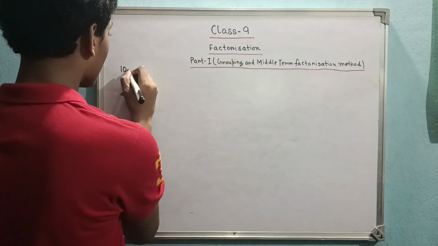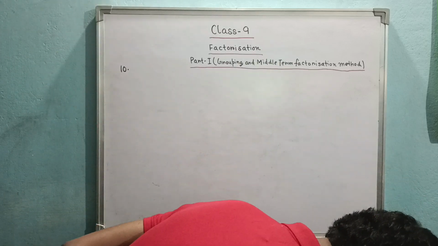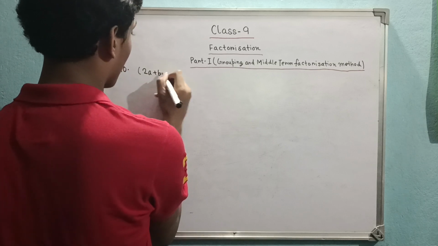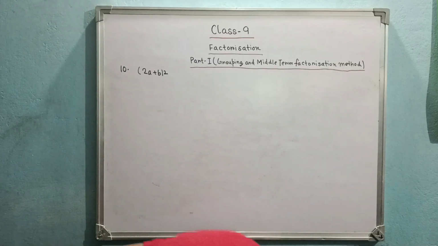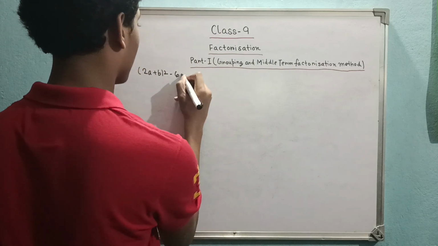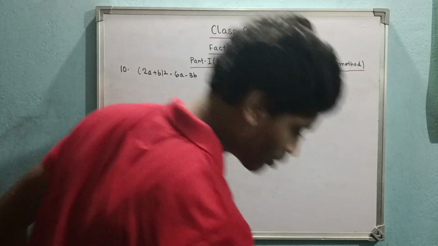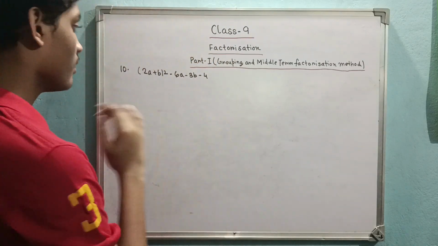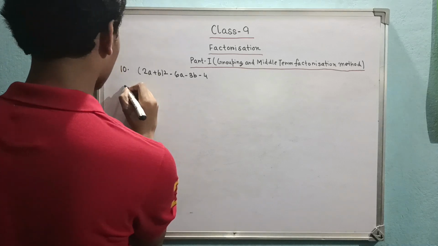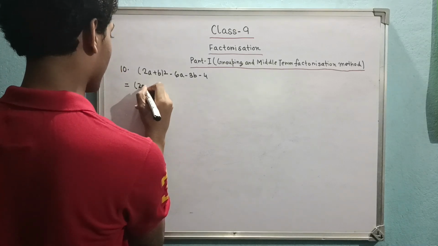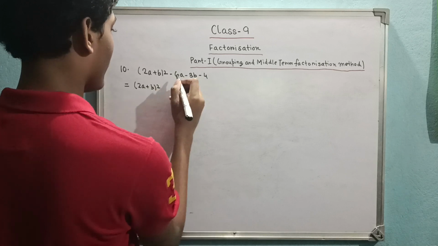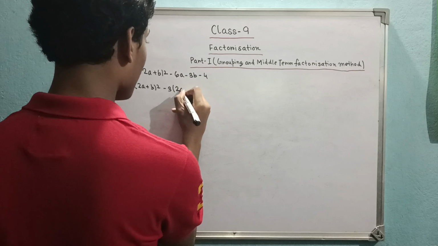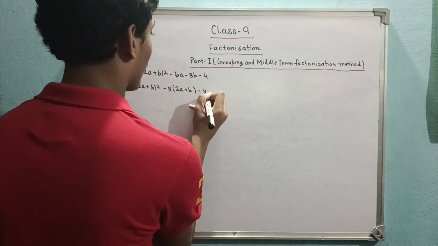Question 10 for you. Okay, this is a little different. (2a plus b) square minus 6a minus 3b. You can say now what on earth is this? Let us see. Nothing is there in this sum. So let this be as it is, equal to (2a plus b) square. If I take minus 3 common from these two terms, this will be (2a plus b minus 4).